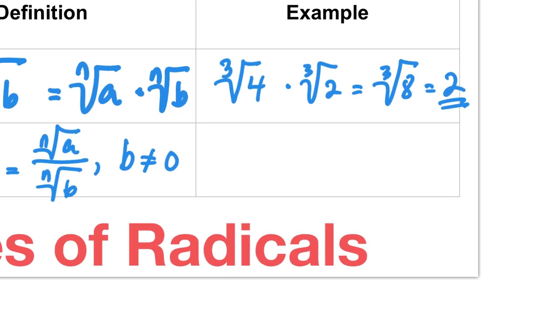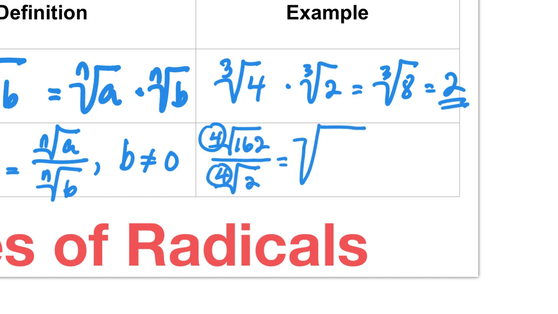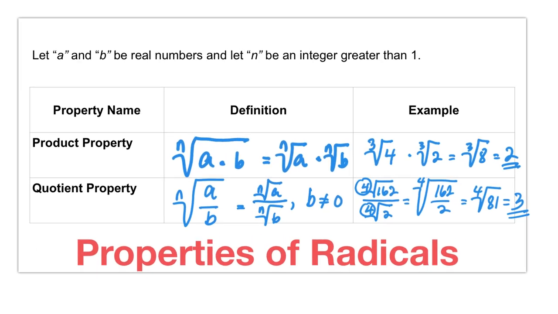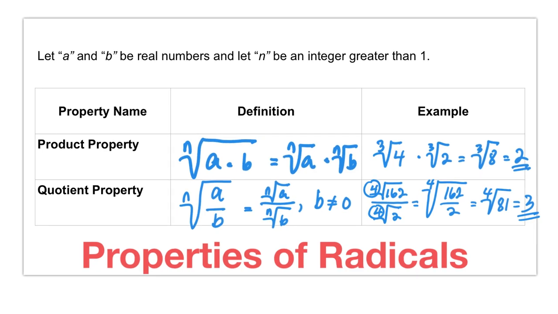Okay, let's give you an example. Say the fourth root of 162, and we're going to divide that by the fourth root of 2. Here we can actually put these together since they have the same index. So we can say 162 over 2. Now, what is 162 over 2? That's going to give you the fourth root of 81, and the fourth root of 81 is simply 3. So these are the properties of radicals that you're going to be using over this lesson.